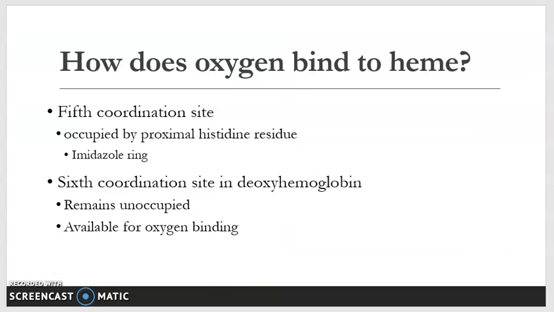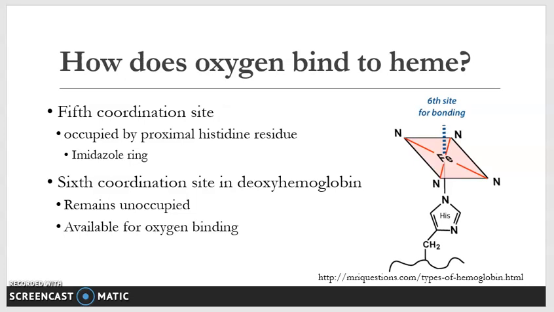And how does oxygen bind to heme? So as we have discussed in the previous slide, the iron atom lies in the center of the protoporphyrin bonded to the 4 pyrrole nitrogen atoms, and the iron ion can form 2 additional bonding sites, which are called the 5th and 6th coordination sites. So the 5th coordination site is already occupied by a proximal histidine residue, and the 6th coordination site in deoxyhemoglobin remains unoccupied and it's available for oxygen binding.